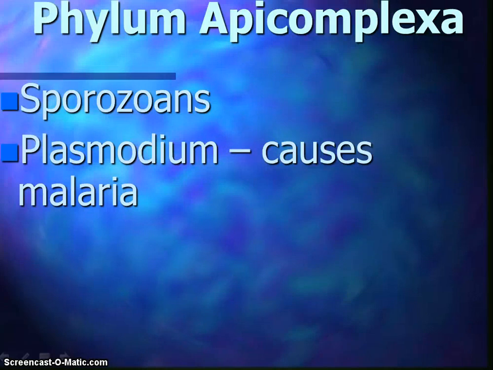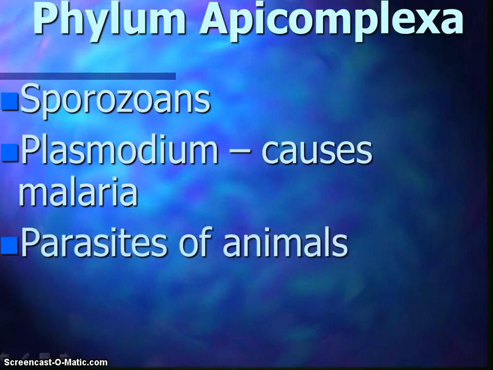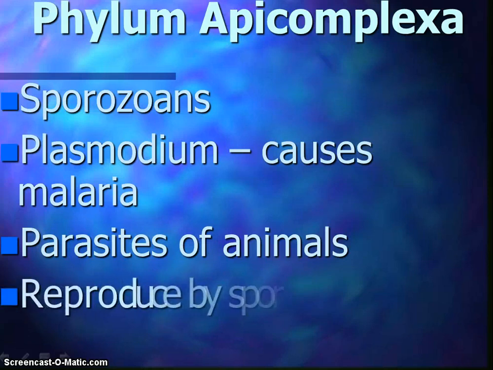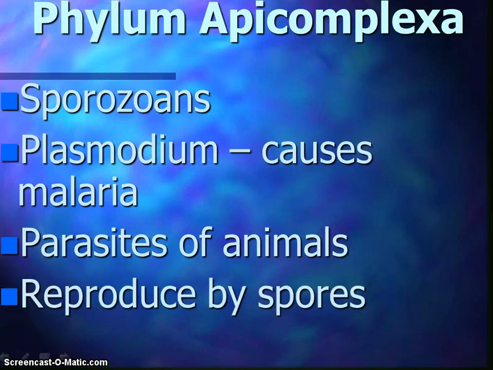An example we have is Plasmodium, and this is what causes malaria. It is transmitted by certain mosquitoes, a very invasive parasite. 200 million people are infected with malaria each year, and at least 1 million people die a year in Africa. This parasite will hide in human liver and blood cells, thus kind of hiding from the immune system. It does reproduce both sexually and asexually, and it can reproduce by spores.